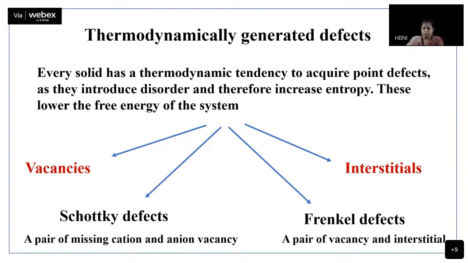Now, which are the thermodynamically generated defects? Okay. Of course, this is a general term that we have been discussing in the last 20 minutes. Every solid has a tendency to acquire point defects because they introduce disorder, they introduce entropy, they lower the free energy, they make your material much more stable. So what are the thermodynamically generated defects? Vacancies, interstitial, Schottky defect and Frenkel defect.